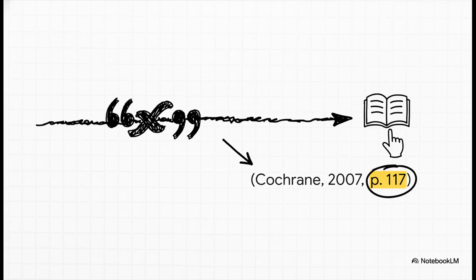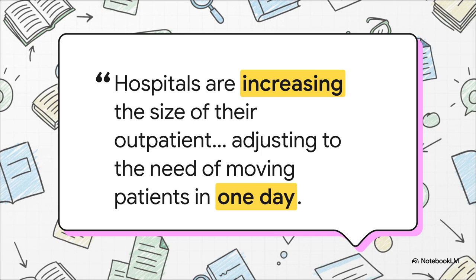The only thing you add to your little in-text pointer is the page number, so your reader can find the exact spot you're talking about. See? Author, year, page number. That's it. Done.